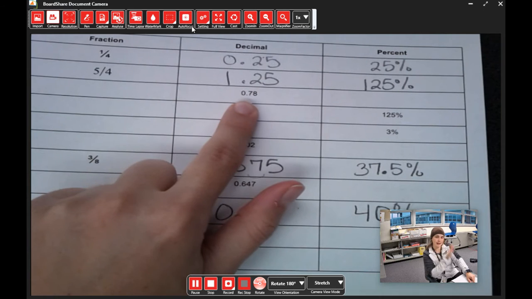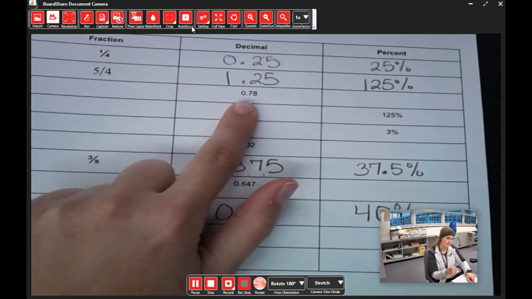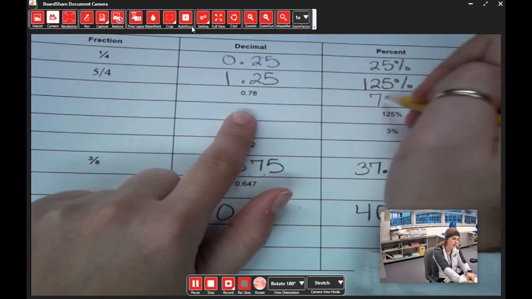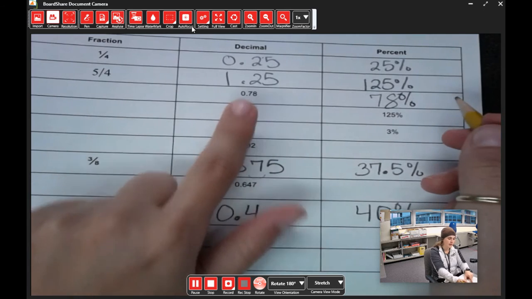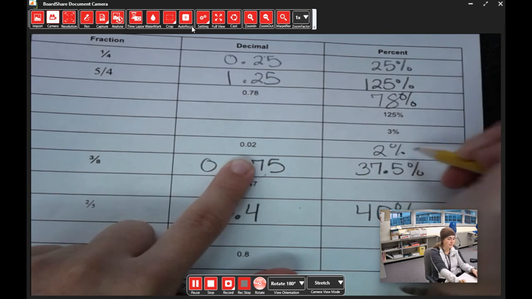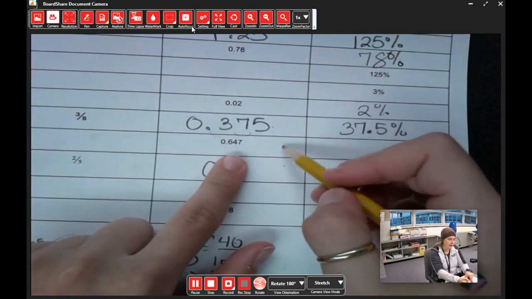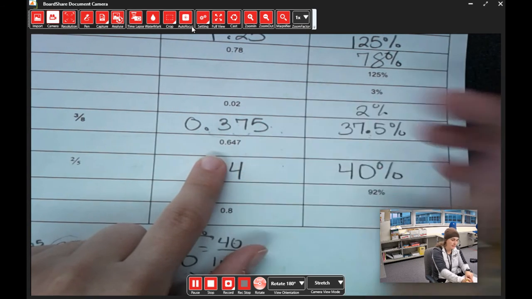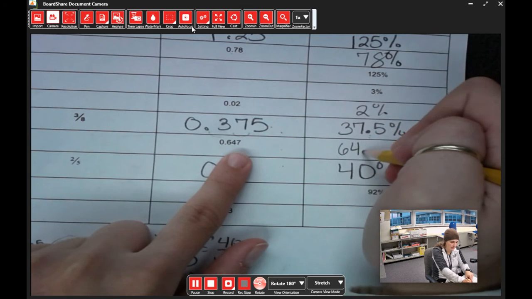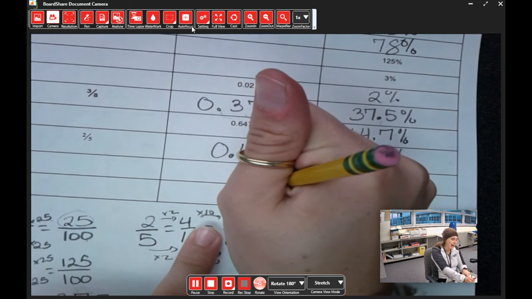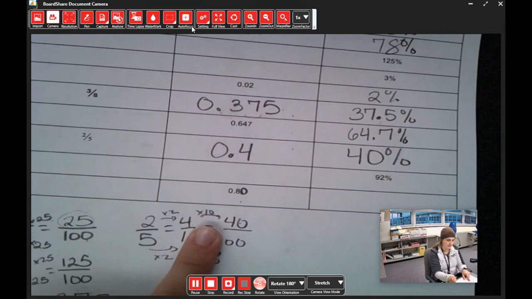A decimal times 100 will give me a percent, because a percent is out of 100. So 78 hundredths times 100 is 78%. 2 hundredths times 100 is 2%. These two are similar in that I'm going to have a decimal answer. So if it was 64 hundredths, it'd be 64%, but it's a little bit more, so it's going to be 64 7/10%.